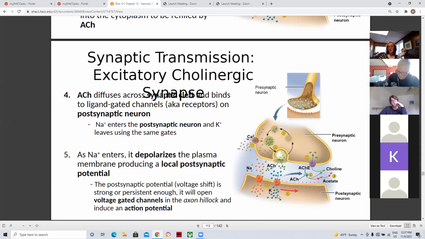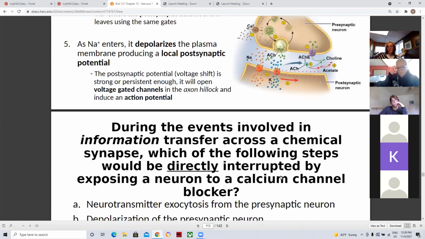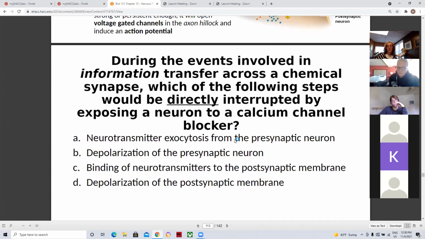Have questions for me so far? During the events involved in an information transfer across the chemical synapse, which of the following steps would be directly interrupted by exposing a neuron to a calcium channel blocker?